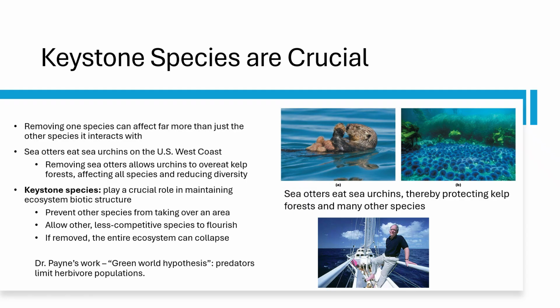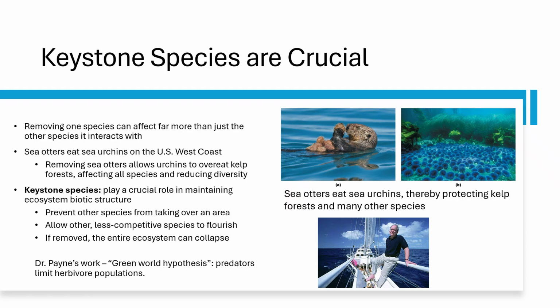So Dr. Paine did a lot of work. You may be familiar with his work on the starfish, and his work with the sea otter on the US West Coast. With the starfish and the sea otter, he saw that when you remove them, the ecosystem basically collapses, because there is nothing that controls the predation or grazing activities of other organisms like sea urchins.